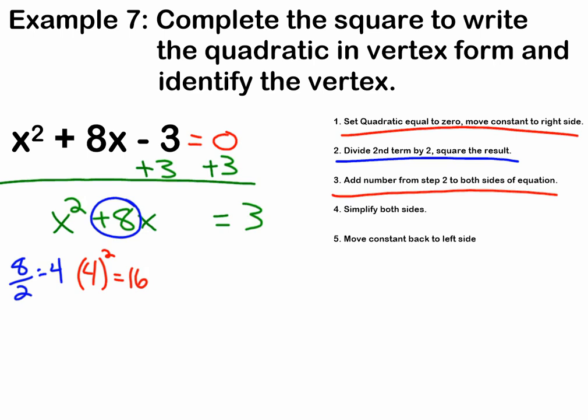Step number 3 says I should add it to both sides. So I'm going to add 16 to the left and to the right. Pause the video now as you try step number 4. Press play to go over your answer.